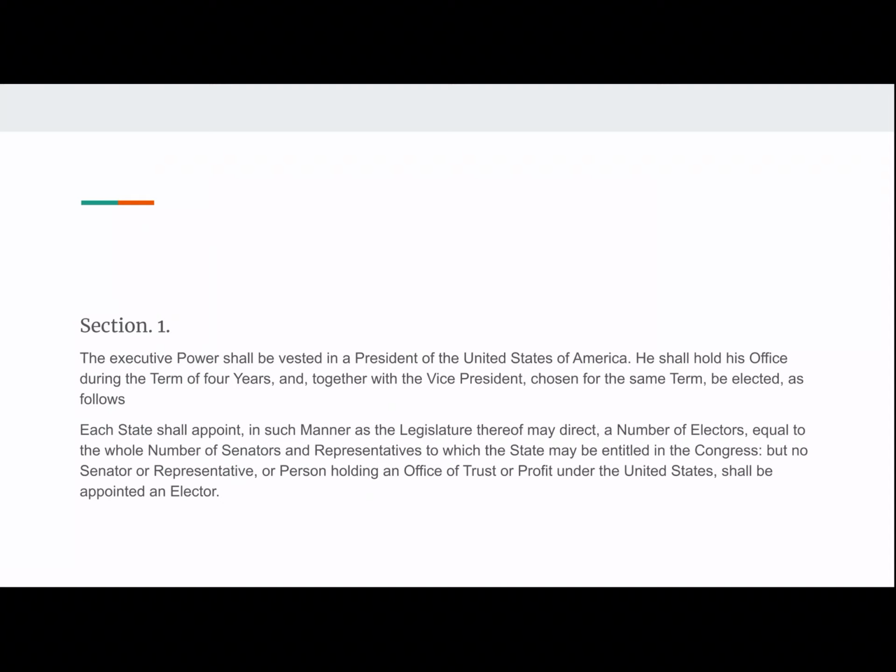Now, for example, Colorado: to figure out our number of electors, we would take the number of senators, which remember is 2, and our number of representatives, which is 7, and add them together. And that means when we vote for a president, we send 9 electors to vote on our behalf.